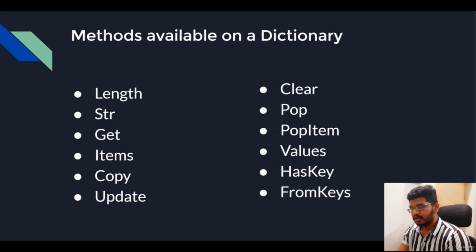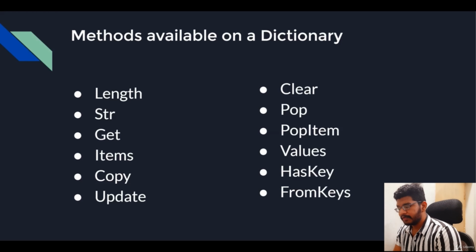Next, there is clear, that will empty the dictionary, instead of delete, which completely deletes the dictionary. Clear just clears all the items in a dictionary. That means the dictionary will be empty. Pop, it will remove the item specified in the pop parameter. The popitem is also similar, but here popitem will also display the value which we have popped.